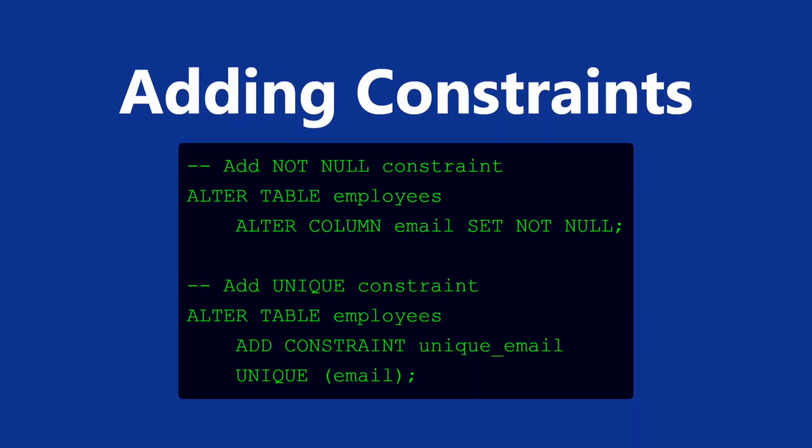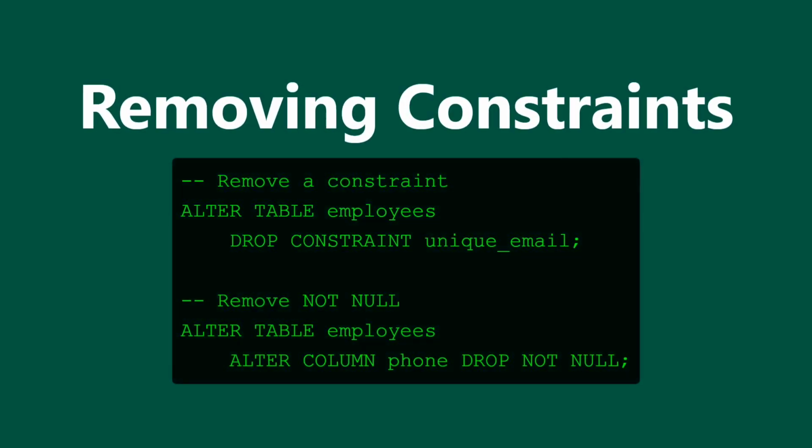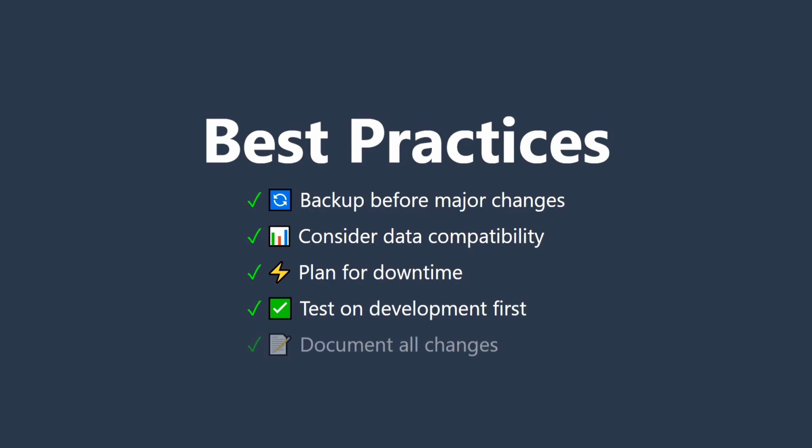Let's explore adding more constraints. The SET NOT NULL command ensures a column always contains a value. We use ALTER TABLE followed by the table name, then ALTER COLUMN, the column name, then SET NOT NULL. Sometimes we also need to remove constraints as requirements change. The DROP CONSTRAINT command removes a specific constraint when you reference it by name. If a field is not required, you can remove its not null constraint with the DROP NOT NULL command. This operation provides the flexibility to adapt the database as the application evolves.